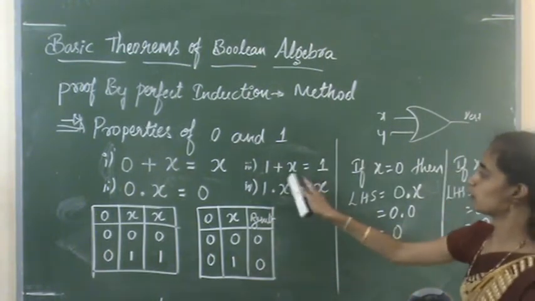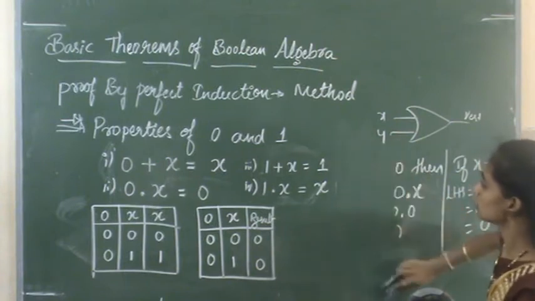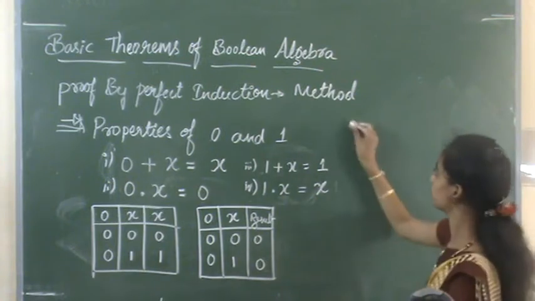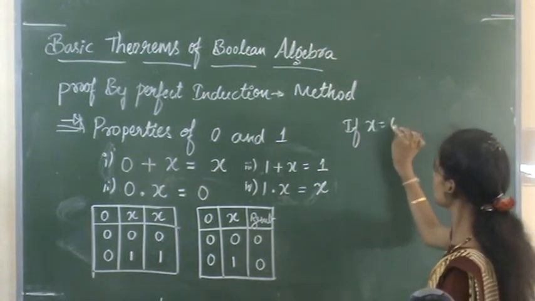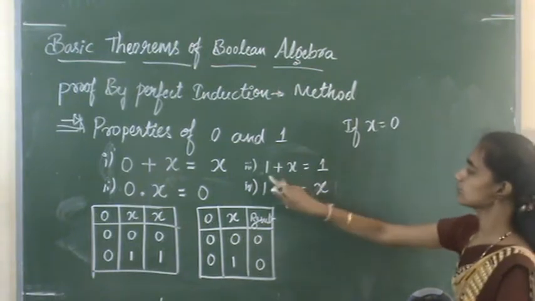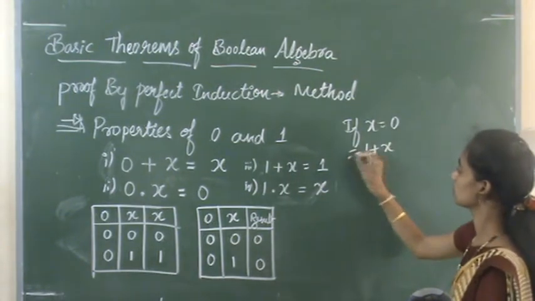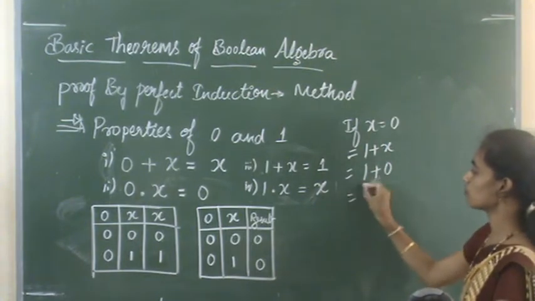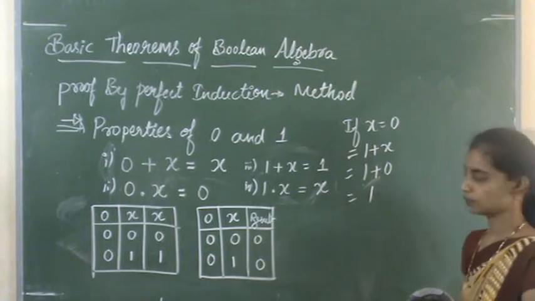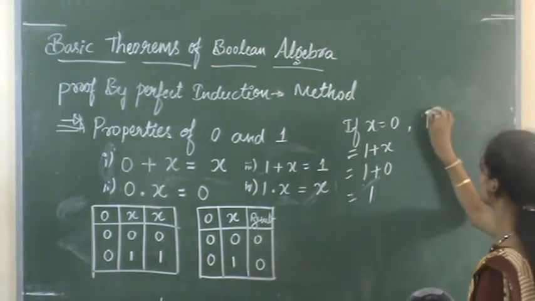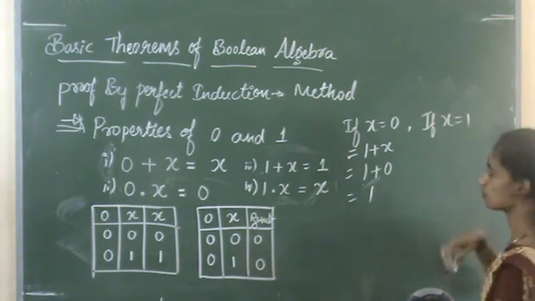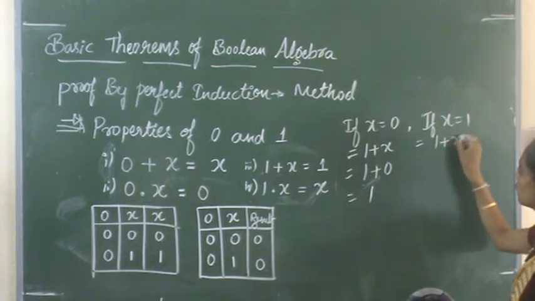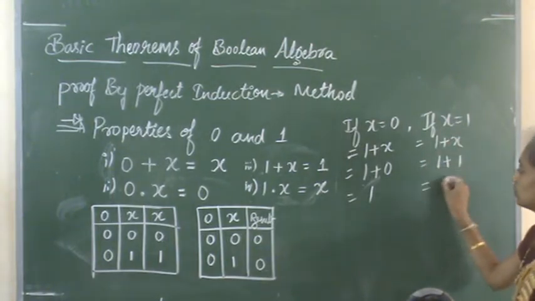Okay. So next we will perform the properties of 1. That is also the same. So if x is equal to 0, what is the LHS? That is 1 plus x. Right. So 1 plus, what is x? That is 0. So what is 1 plus 0? It is 1. So next, if I give x value as 1, what is the result? 1 plus x, 1 plus 1, that is 1.